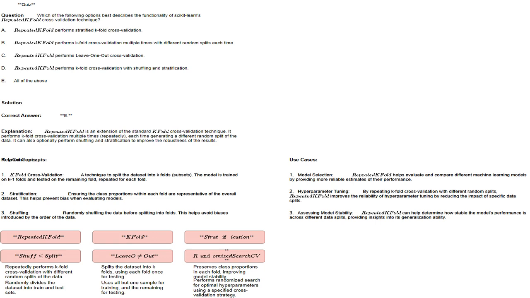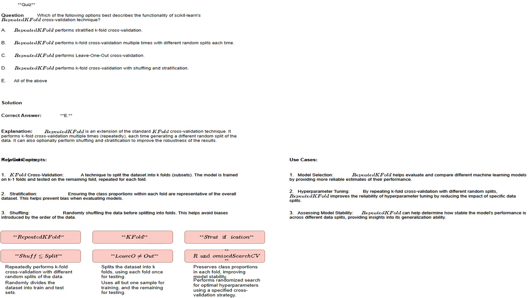1. Model selection. Repeated k-fold is a valuable tool for evaluating and comparing different machine learning models. By providing more reliable estimates of their performance, it helps to select the best model for a particular task. This is achieved by averaging the performance metrics across multiple repetitions of the k-fold.